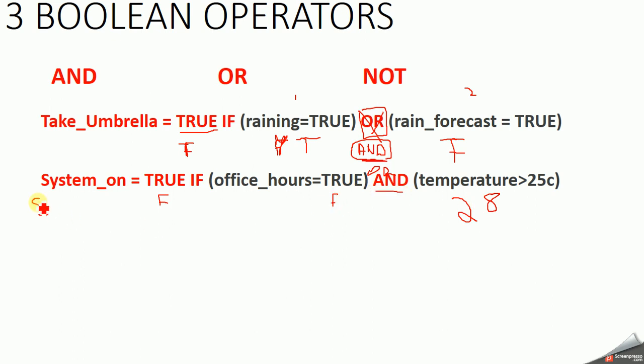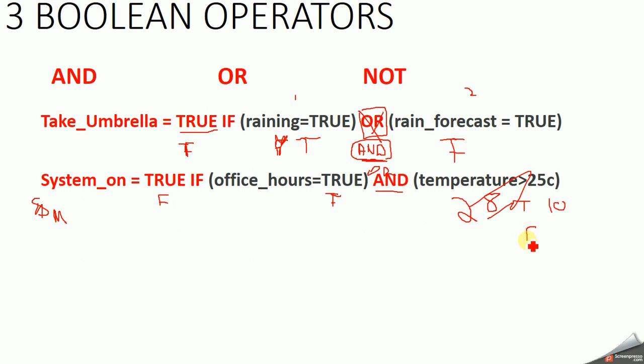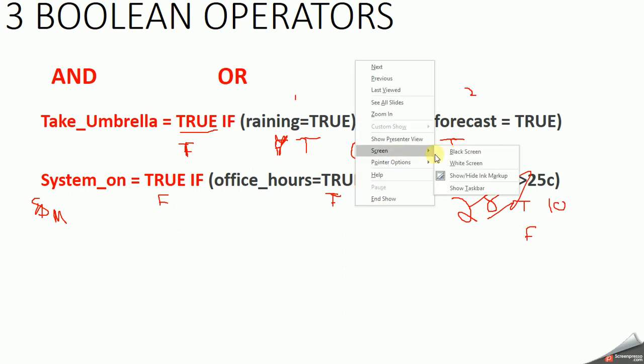So if it was Monday and it's 28 degrees, this will be true and this will be true. So the aircon will turn on. Let's imagine that it was office hours, so Monday, but we're not at 28 degrees, we're at 10 degrees. So that's going to be false. The aircon is not going to turn on, which is what we want. Perfect. But what happens, let me just clear everything.